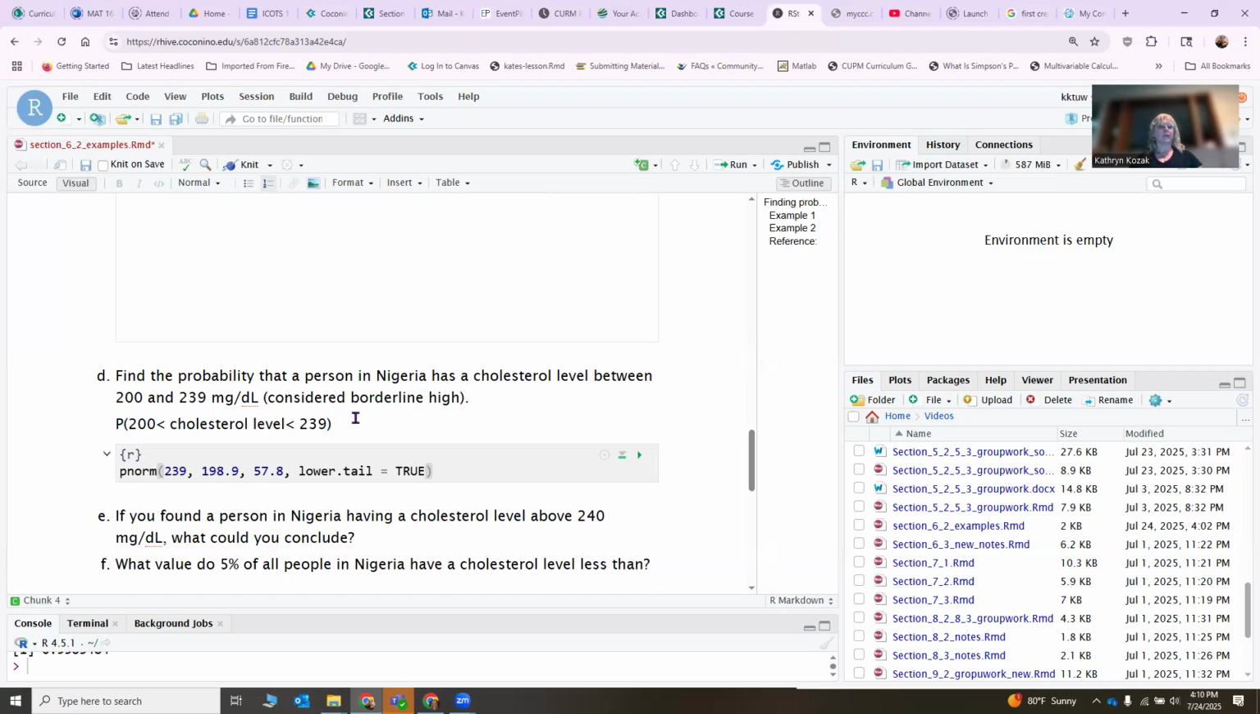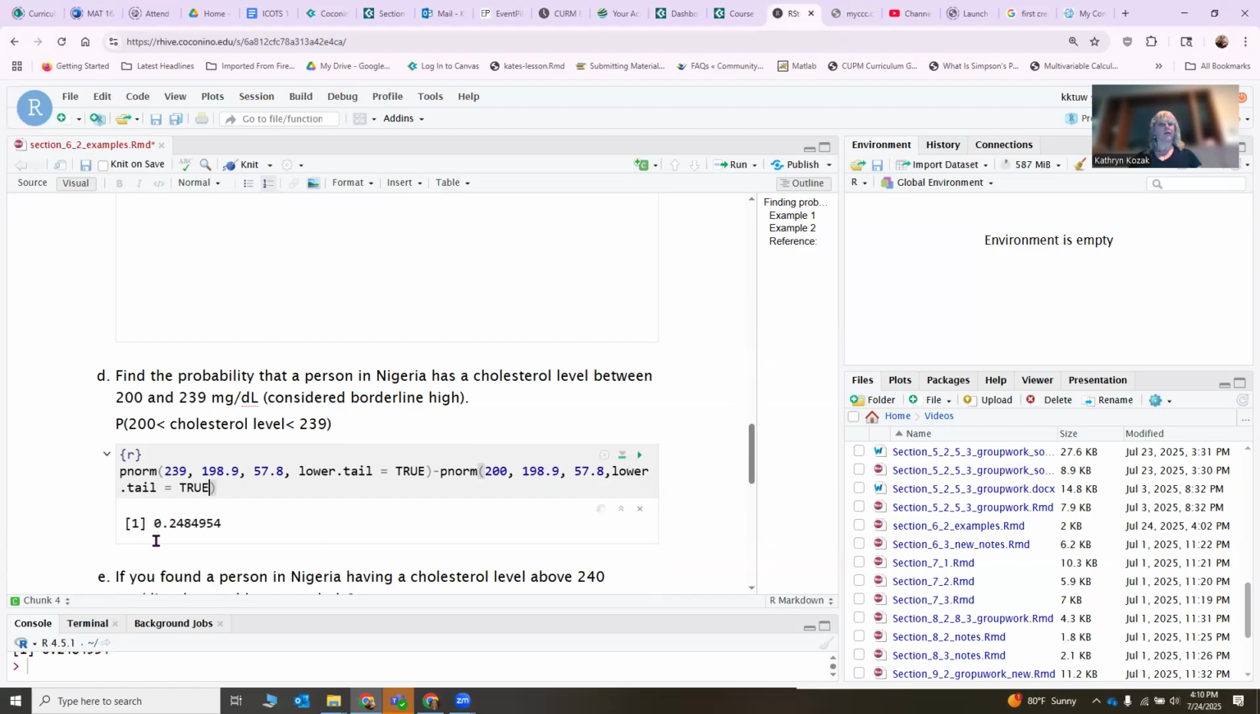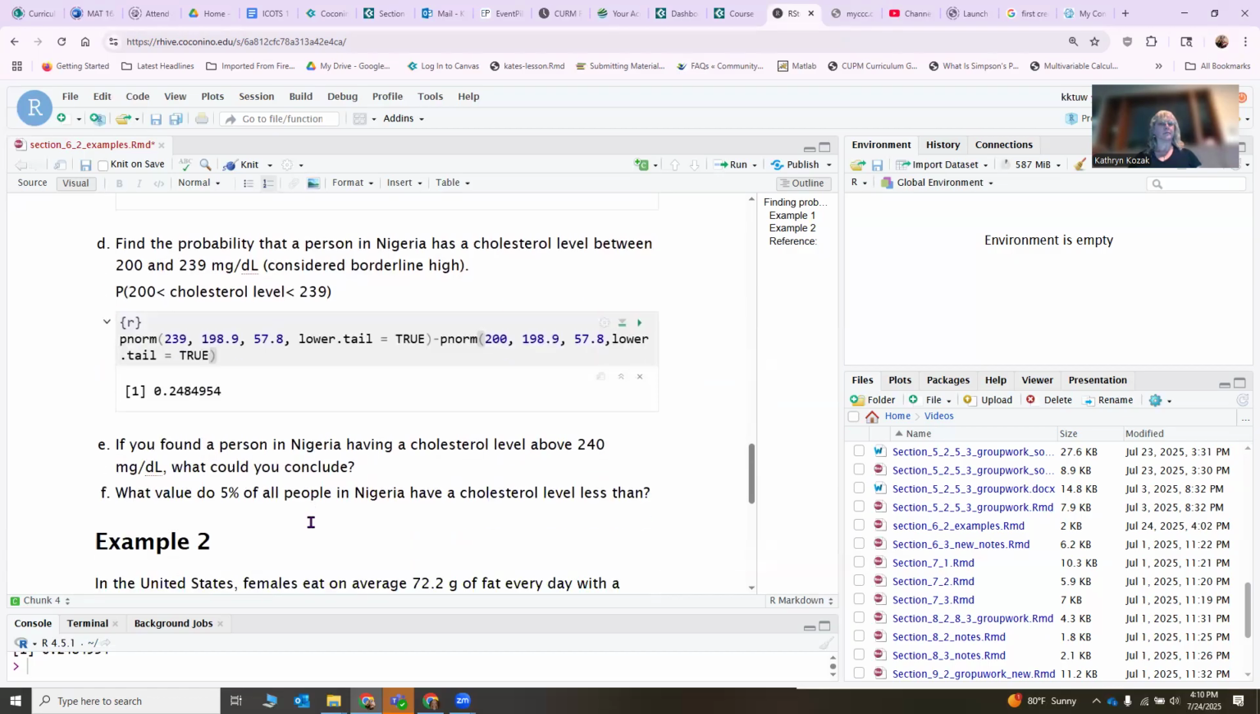Now I know we want to be greater than the 200. But if we did that one as lower.tail is false and go upward, we're getting everything from 200 up, and we're not getting the things in between. So what we need to do is take the 239 and then subtract off the 200. So we're going to subtract off the pnorm of 200 with the same mean, same standard deviation. And again, our lower.tail in this case is in fact still true because we want to subtract off that lower tail from what we have. Run that and you find that it's about 25% of people in Nigeria.